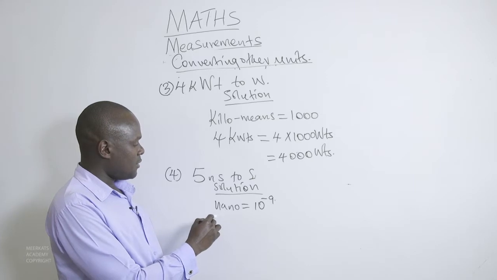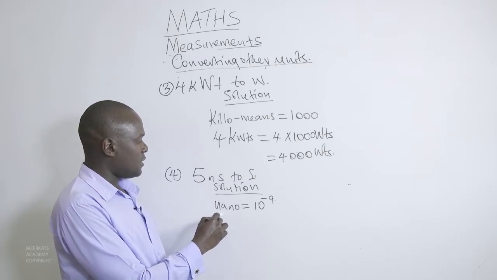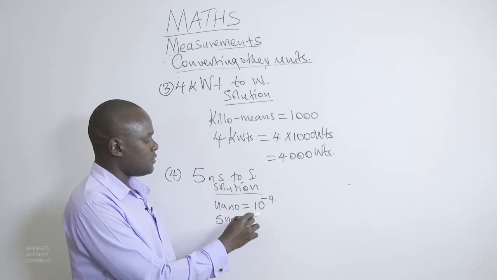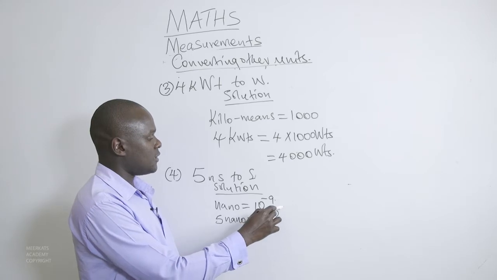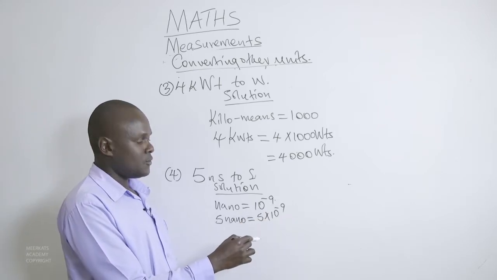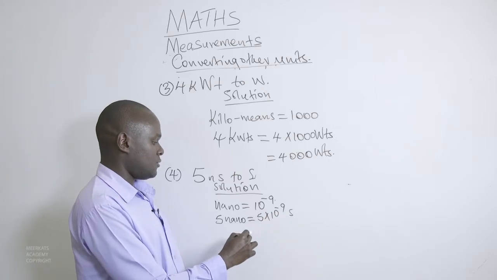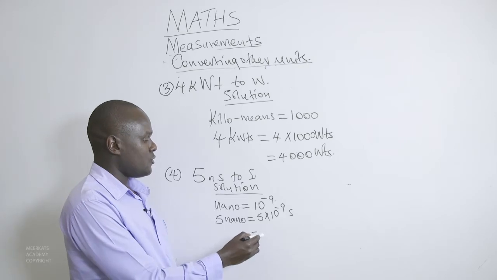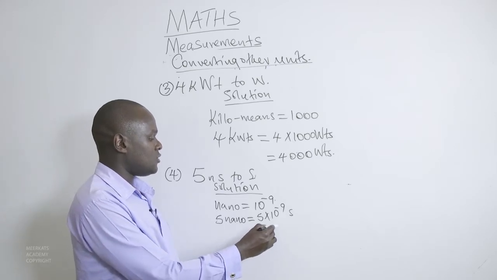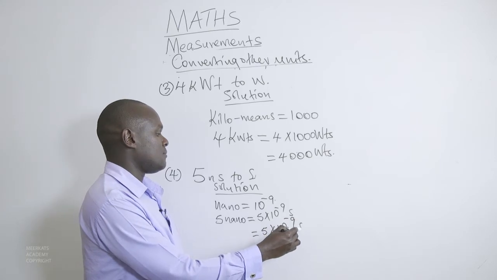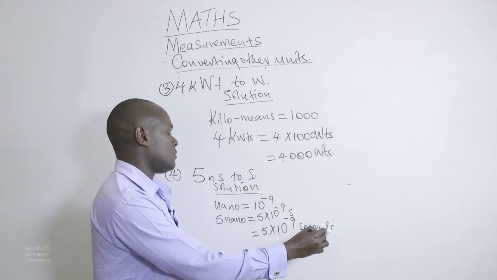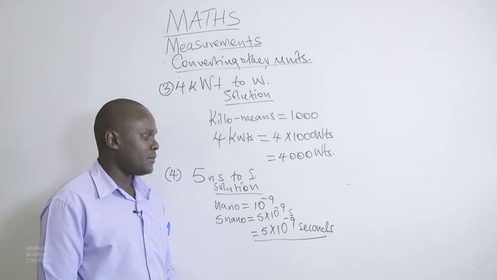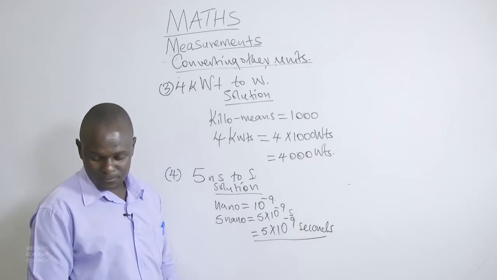So if we are talking about 5 nano, this means 5 times 10 raised to power negative 9. So these are seconds. This number can be written as a decimal number, but it is a very long number. So that is the reason why it is advisable to write it just the way it is. This is 5 times 10 raised to power negative 9 seconds.